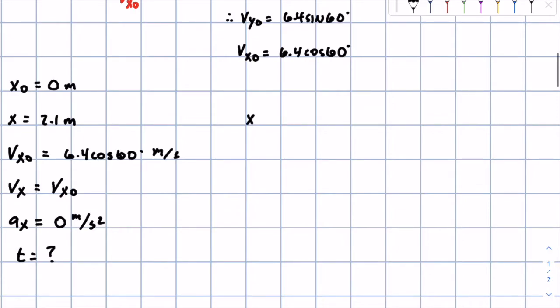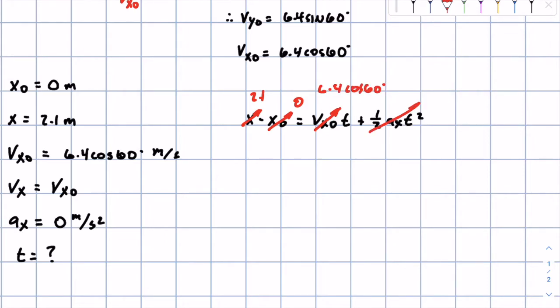We've got x minus x naught is equal to Vx naught times time plus 1/2 ax t squared. Plugging in what we know, the final x is 2.1 meters, the initial is 0, the initial velocity in the x direction is 6.4 cosine 60 degrees, and the acceleration in the x direction is 0, so we zero out that whole term. We're left with 2.1 is equal to 6.4 cosine 60 degrees times t.